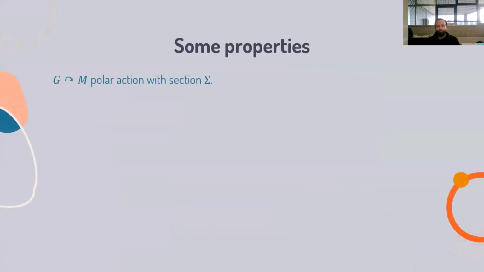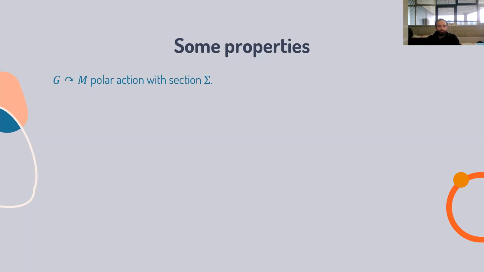So now let's begin with the basic properties of polar actions. Let's take a polar action of G over M, and let sigma be any of its sections. One of the first questions that would come to mind is, what's the dimension of sigma? Maybe if we had two different sections, they could be of different dimension. So it could be the case that the dimension is not determined by the group action. But it turns out that this is not the case.